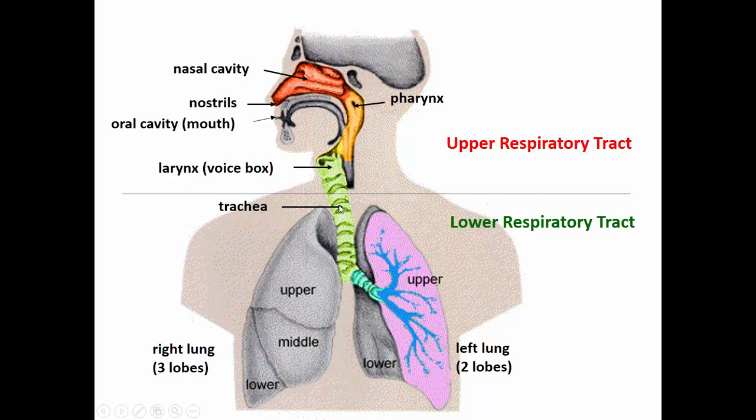Once it passes down into the trachea, we are now in the lower respiratory tract, and so the trachea then divides into left and right passageways. These are called bronchi, and then into smaller and smaller passageways called bronchioles. We have two lungs, a right and a left lung. From a gross anatomy perspective, our right lung has 3 lobes, upper, middle, lower, and our left lung has 2 lobes, just upper and lower.